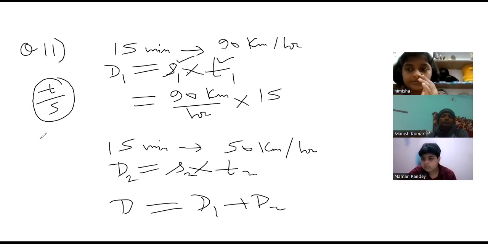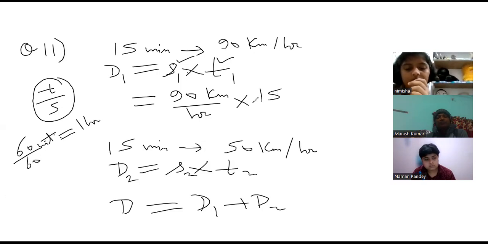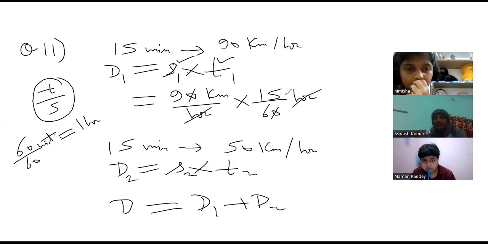60 minutes is equal to how much hour? 1 hour, sir. How can we get it? By dividing this by 60. In the same way, this will be divided by 60 and it will be in hours. Understood? Yes, sir. The 0 will cancel out. This 60 and 60 will cancel out. To cancel this, that's why we have converted it.